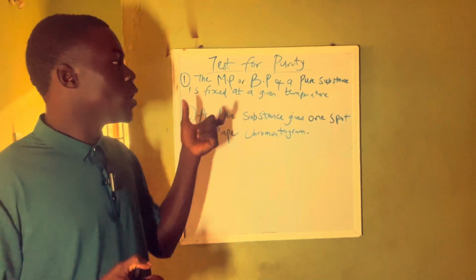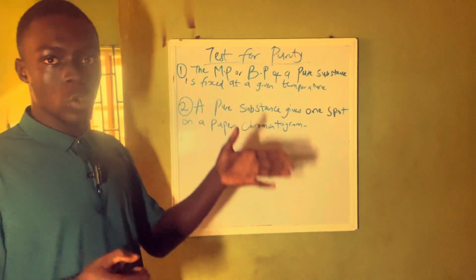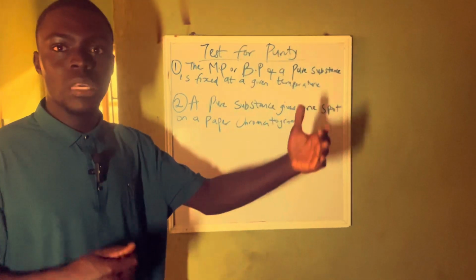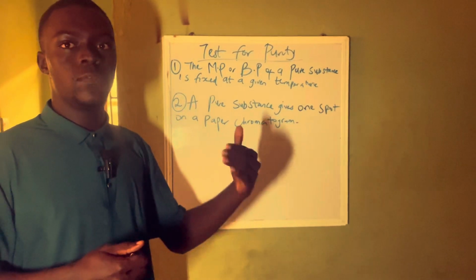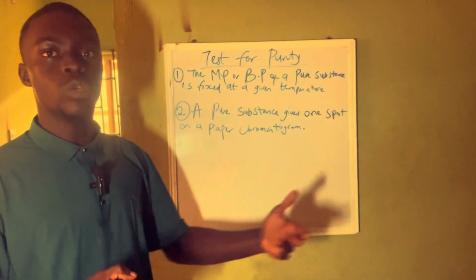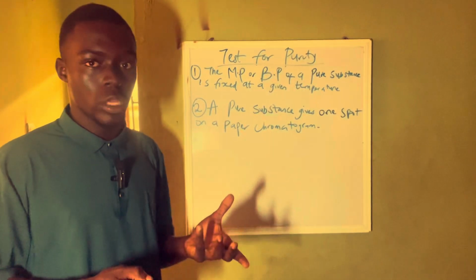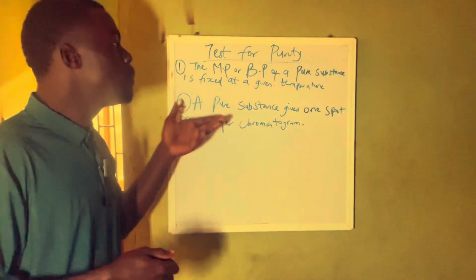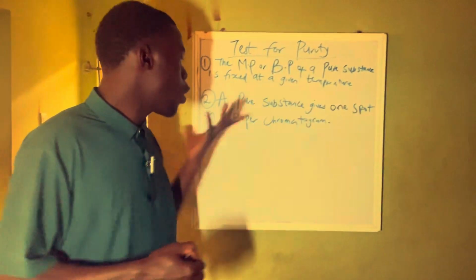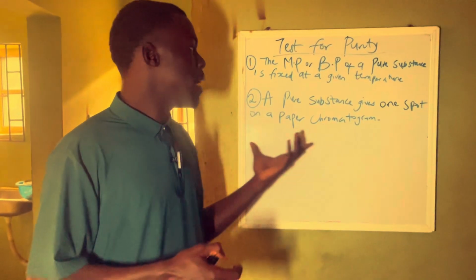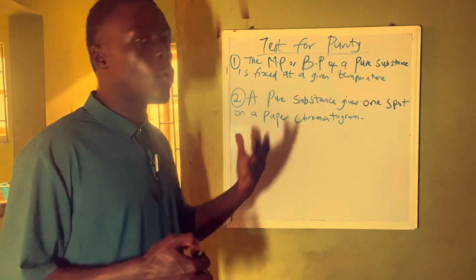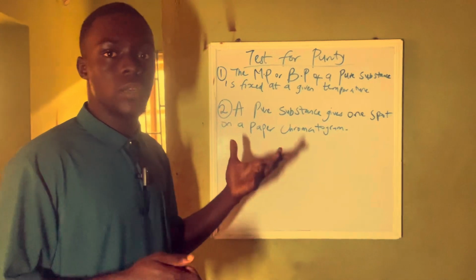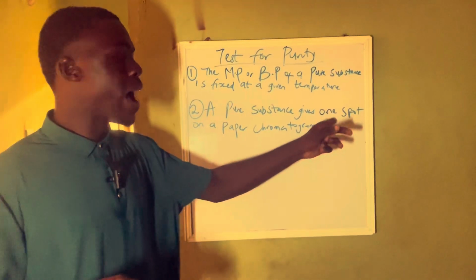When you add impurities into a pure substance, the melting point or the boiling point is going to shift. In our coming classes, we are going to tell you which one will increase and which one will decrease between melting and boiling points when you include impurities. The second point to note is that a pure substance gives one spot on a paper chromatogram. You can be asked in your JAMB exam how many spots a pure substance gives on the paper chromatogram. Definitely you should know that it gives just one spot.